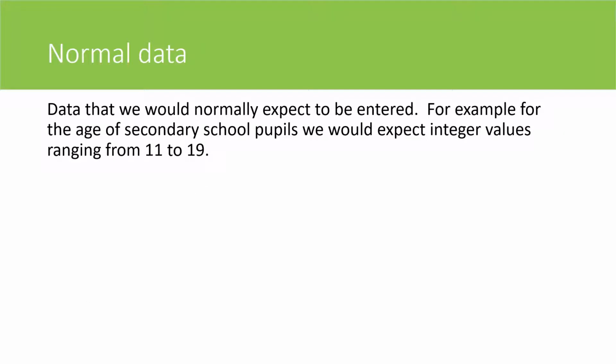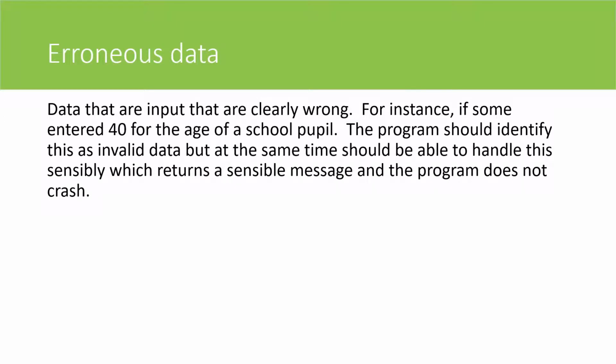So normal data are data that we would normally expect to be entered. For example, for the age of a secondary school pupil, we would expect integer values ranging from 11 to 19. Erroneous data are input data that are clearly wrong. For instance, if someone entered 40 for the age of a school pupil, the program should identify this as invalid. But at the same time, the program should be able to handle this sensibly, which returns a sensible message and the program does not crash.